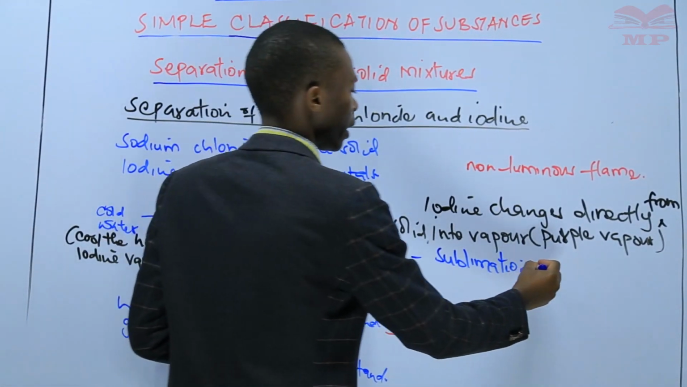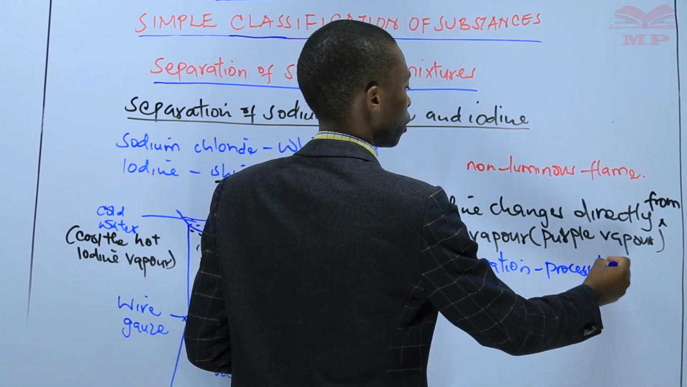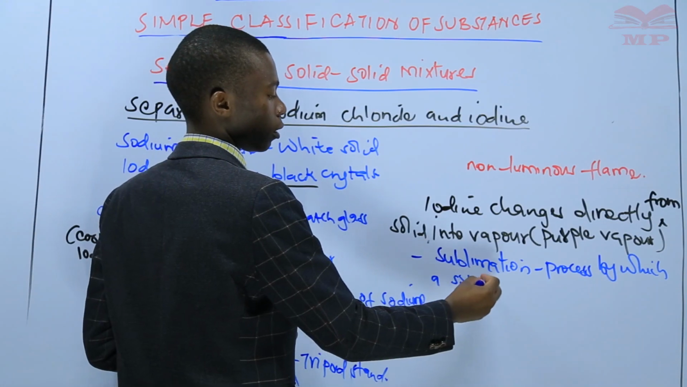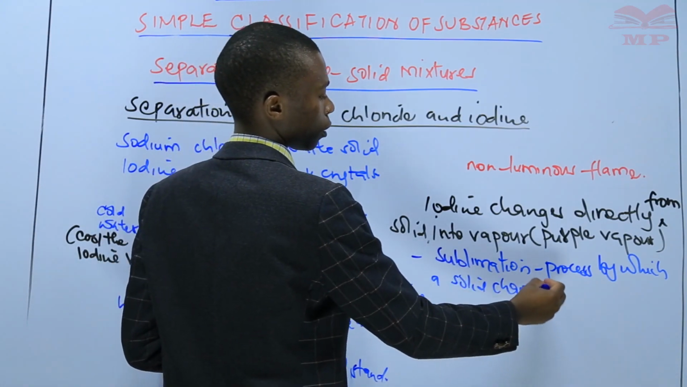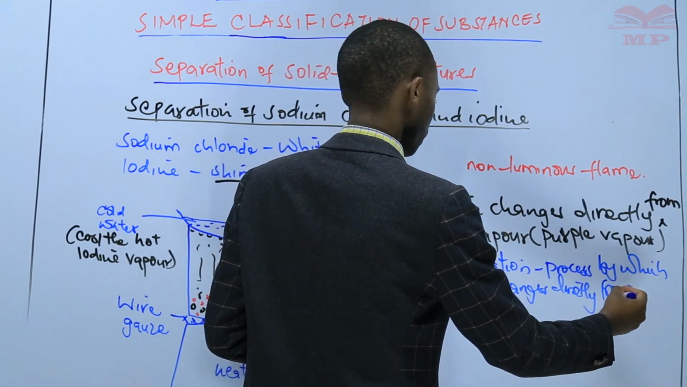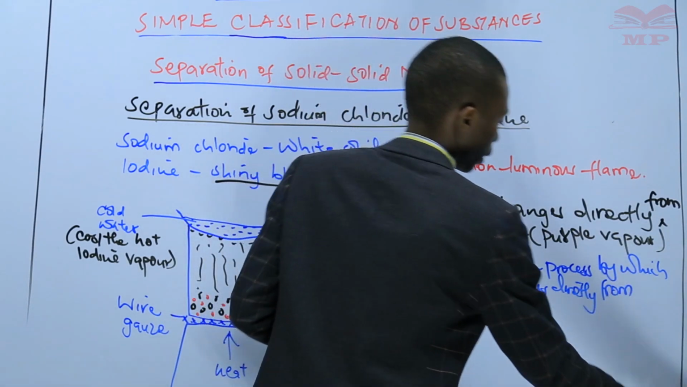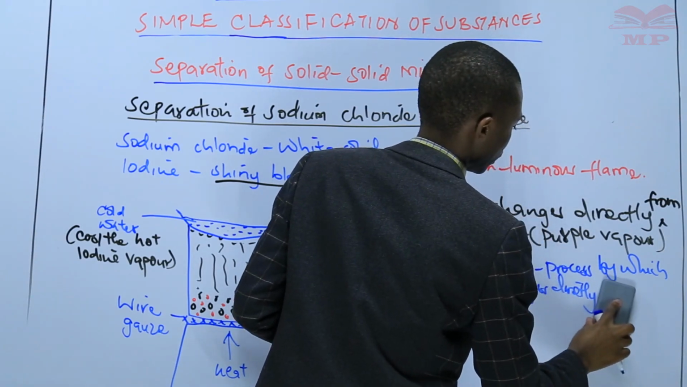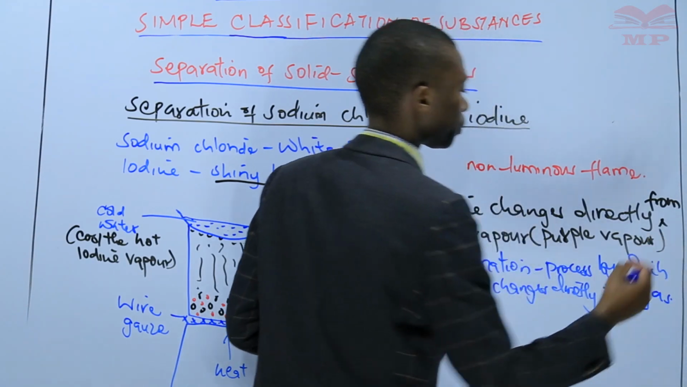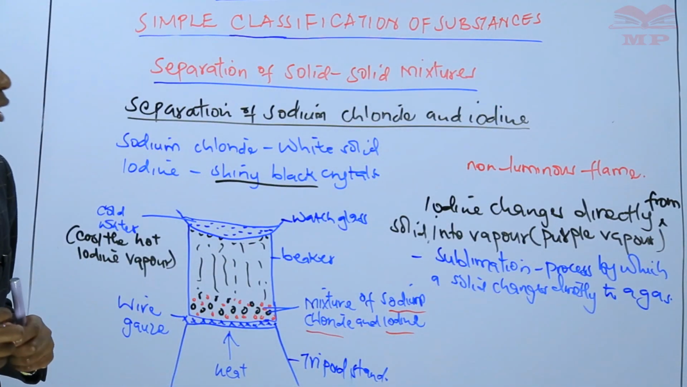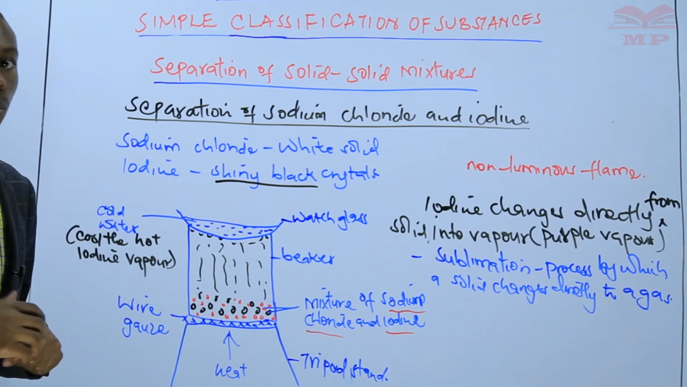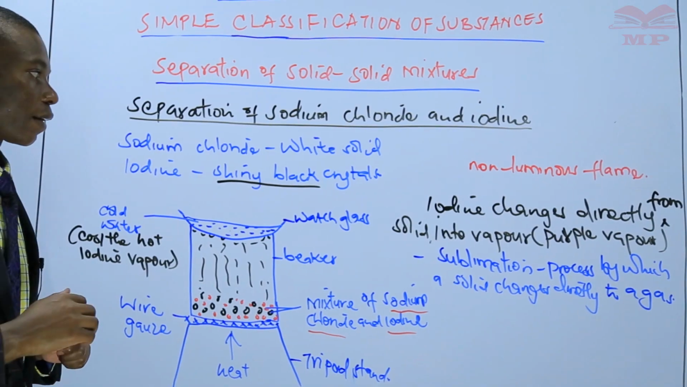Therefore, sublimation is a process by which a solid changes directly to a gas. Sublimation is a process by which a solid changes directly into a gas.